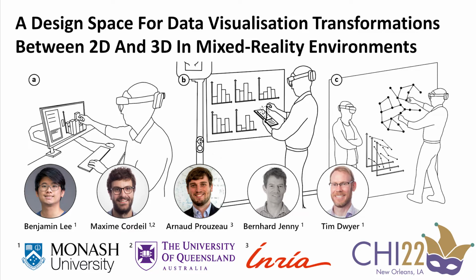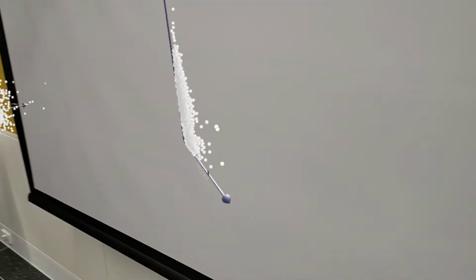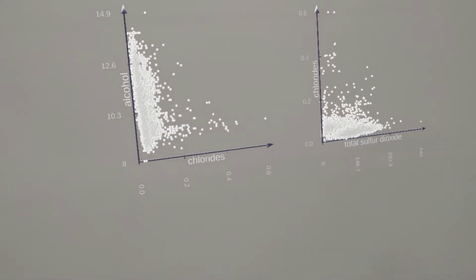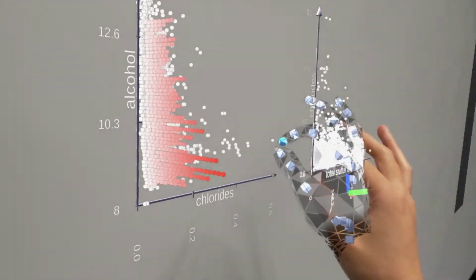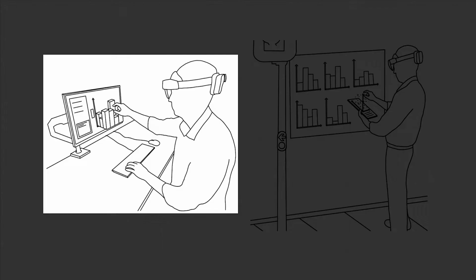In mixed reality, we have access to an immersive three-dimensional space while retaining the use of physical two-dimensional displays and surfaces around us for data visualization. Instead of treating these as two separate display environments, however, we consider how data visualizations may freely flow and transition between the two. Imagine you are doing data analysis on your desktop.